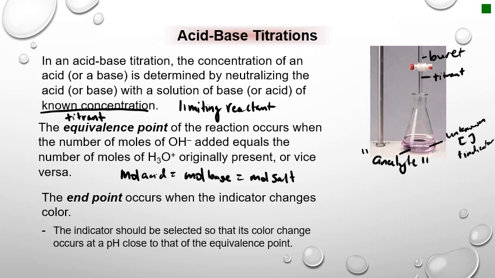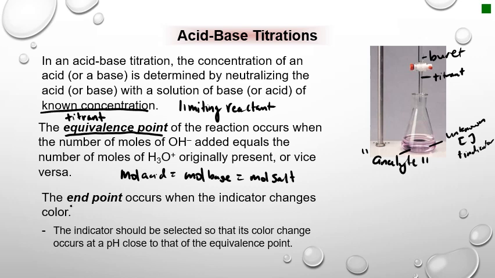So equivalence point, that's the most important part of our reaction, because that's going to be when I have the perfect amounts of acid and base, so I have no limiting reactants involved in it. It's before the reaction finishes and after the reaction has had the unknown neutralized. That's when we have our limiting reactant problems.